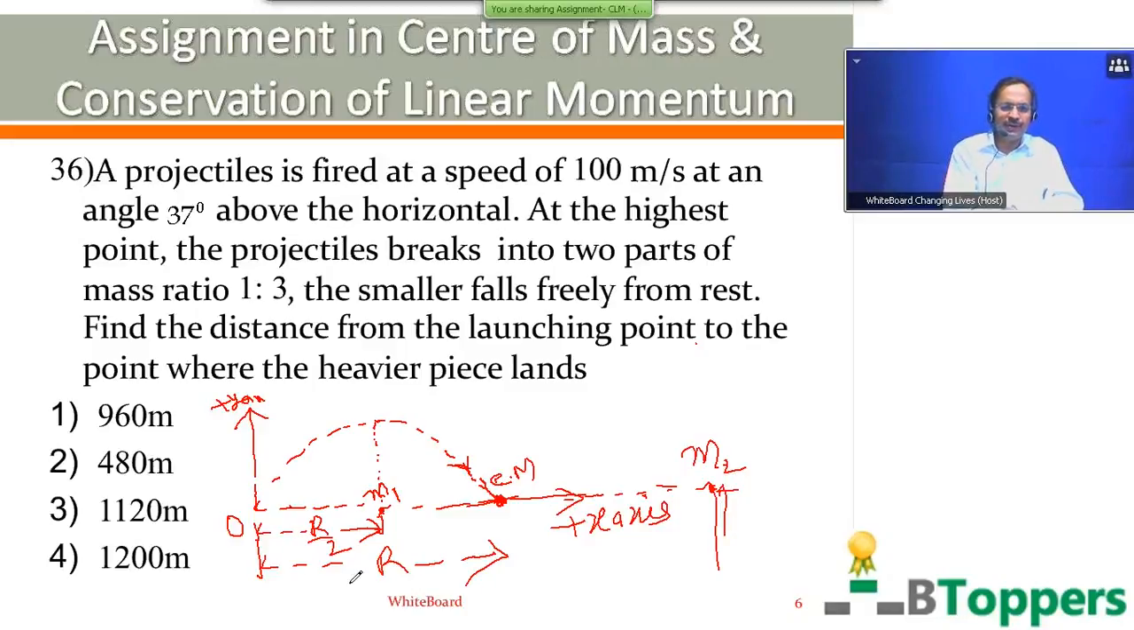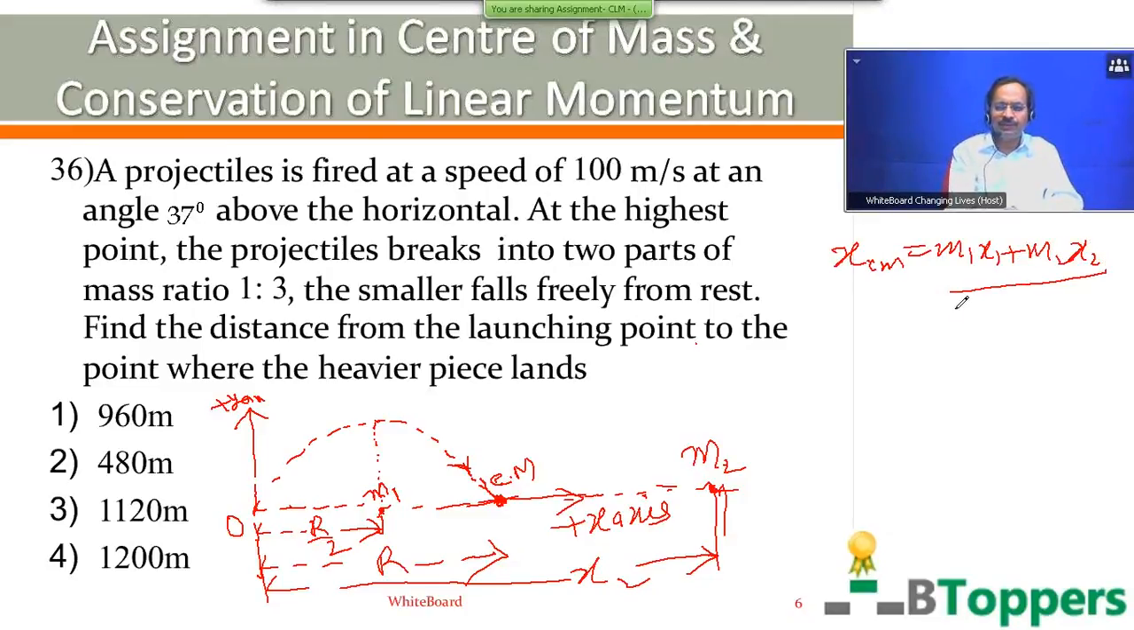So let X2 denote the horizontal distance from the launching point, from the origin, at which the second part falls onto the ground. So the X coordinate of the center of mass of the system of the two parts, you can write, is (M1 x1 plus M2 x2) by (M1 plus M2). The X coordinate of the center of mass when both the parts reach the ground is equal to R.